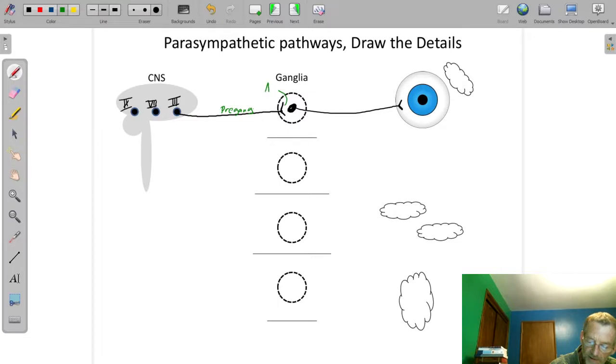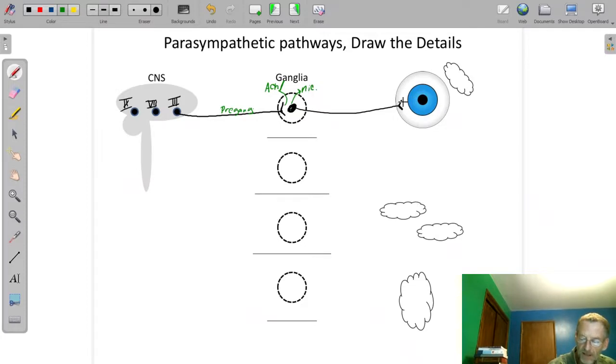The neurotransmitter, right, would be ACH. And what kind of receptor is on the postganglionic cell? What kind of receptor is over here on that cell? Yeah, it's going to be nicotinic. I'll just abbreviate it as NIC.